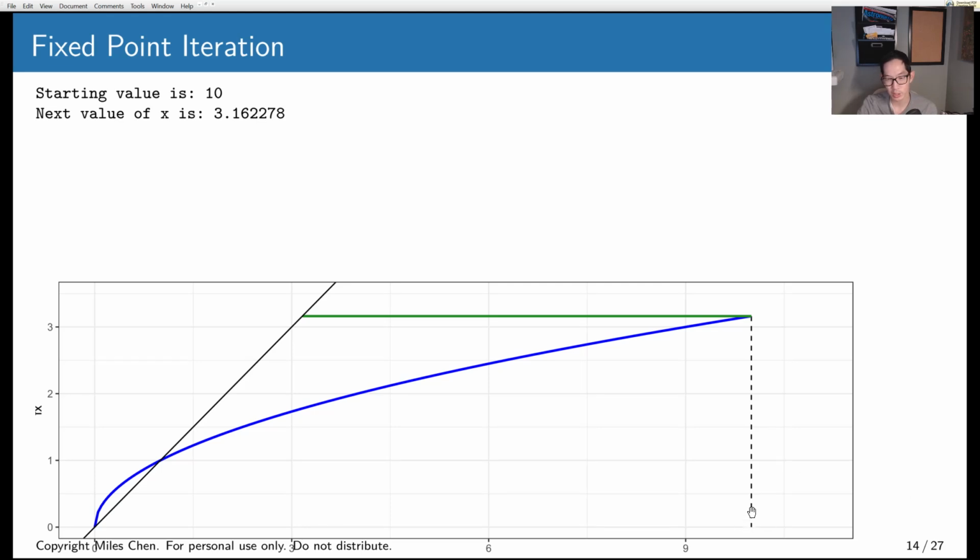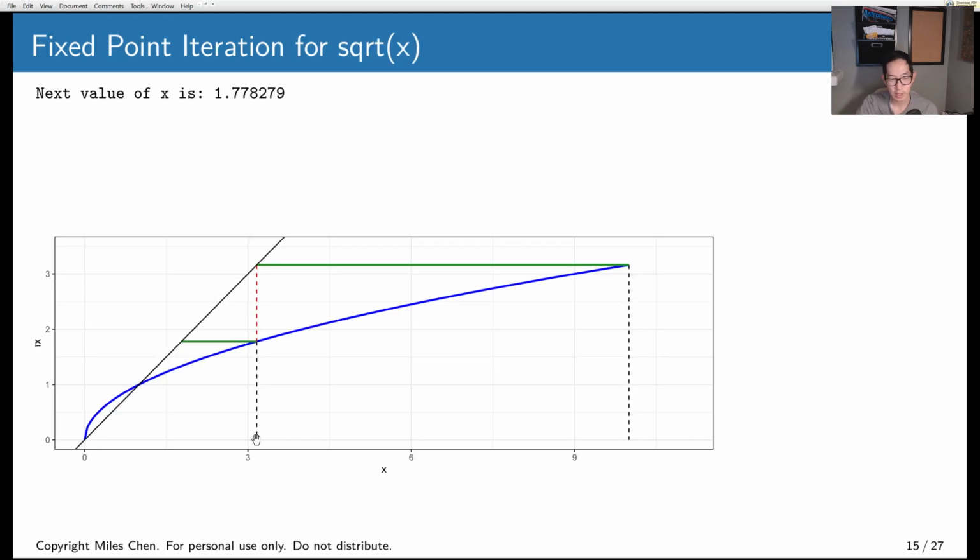So I'm putting in 10, it outputs 3.162. According to the blue line, I want to plug in 3.162 as my next x value. So I'm going to start here. At the next x value, I start off at 3.162. What is the square root of 3.162? At x equal to 3.162, the square root function says that is 1.778. That's right here, 1.778. And so I want to plug in 1.778 as my next x value.